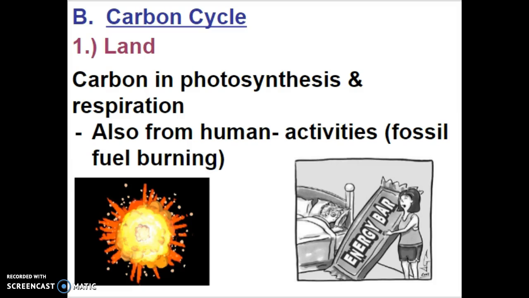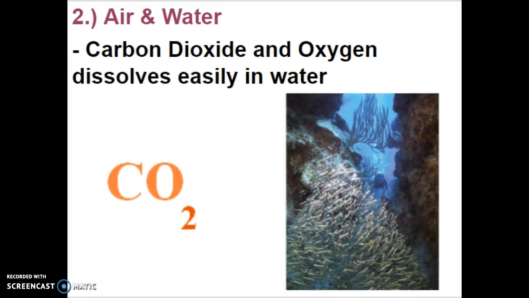The carbon cycle. Carbon is very important to living organisms because we are carbon-based life forms. So on land, carbon gets switched around back and forth between photosynthesis and respiration. And then, of course, we also have that added human activity of fossil fuel burning. That's putting a little extra carbon up into the atmosphere. For aquatic ecosystems, carbon dioxide and oxygen can dissolve fairly easily in water. So photosynthesis and respiration can take place underwater as well.